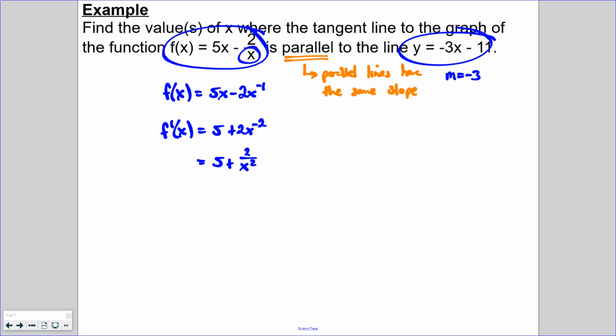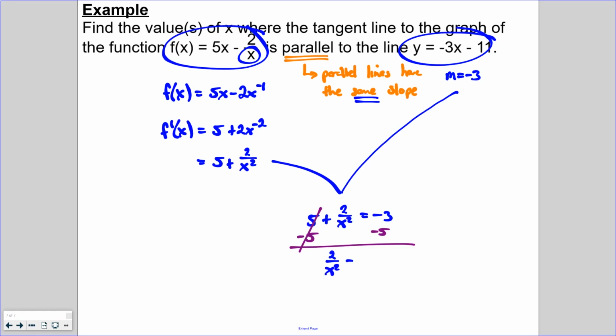All right, so now we have the derivative of both of our functions, but again, we know that derivatives, which represent slope, have to be the same. So we can just take these two slopes and set them equal to each other, and that will give us the x values where these two functions have the same slope. To begin with, I'm going to subtract 5 from both sides to help get the x by itself, and that's going to leave us with 2 over x squared is equal to negative 8. Then I'm going to multiply both sides by x squared to get it out of the denominator, which is going to leave us with 2 is equal to negative 8x squared.